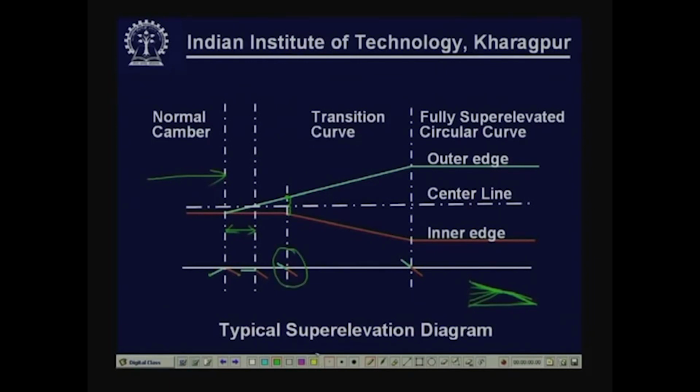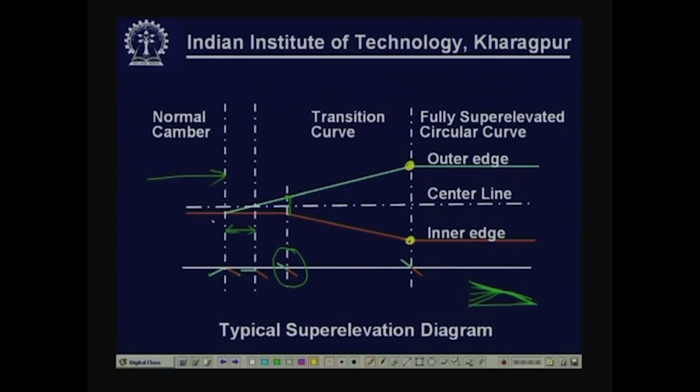By this cross section. So, now after that the rotation is with respect to the center line. From this point onwards, the inner edge is depressed, shown by the red line, and the outer edge is raised, shown by the green line, in order to attain the full super elevation. So, at this point we have full super elevation available, and please note that the center line remains unchanged. There is no change for the center line.